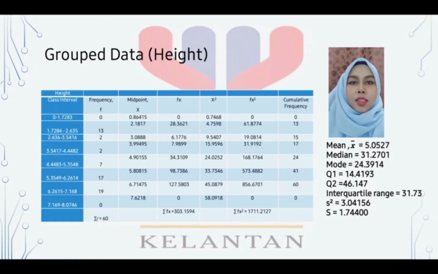Hi, my name is Nurul Shafika binti Ruslan. My matric number is A22B0018. I will be presenting grouped data for height.